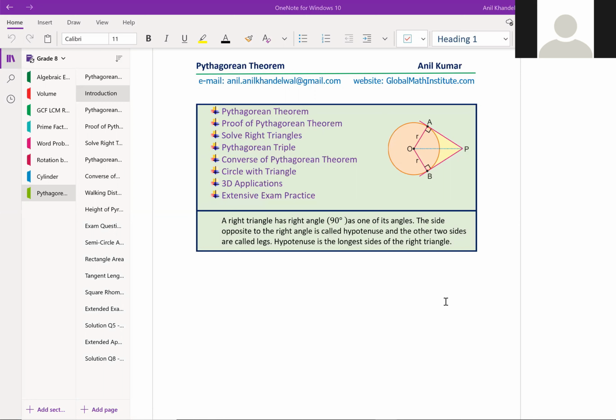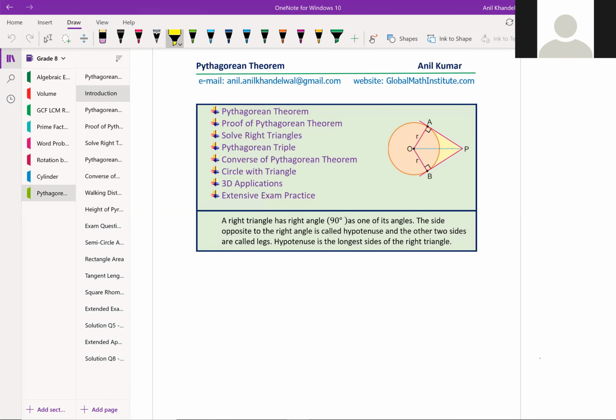But to just brush up what Pythagorean theorem is, we'll take a few examples. We'll call them solve right triangles. As you know, Pythagorean theorem is actually used to solve right triangles, correct? That's the whole idea. So we'll see how to solve them. Finding hypotenuse when the two legs are given to us, or one of the sides when the hypotenuse is given to us.